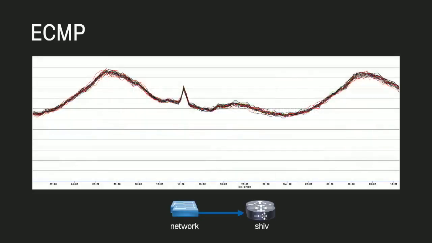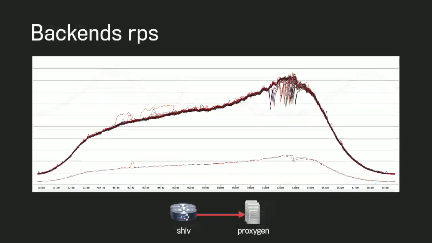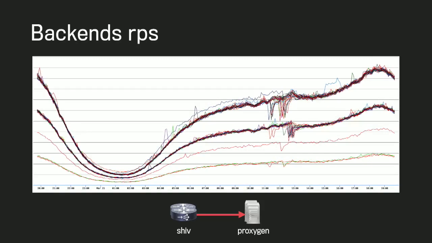So as we have seen before, ECMP usually works. This is the network to Shift side of the connection. Now let's look at how the Shift to Proxygen side looks. In this example, 2 of the Proxygens are running a special type of software, and they need to receive less traffic than the rest of the fleet. With Shift, we can easily do that because it can support unequal load balancing. Or, for example, this is another edge cluster where we have a different generation of hardware, and we can operate this without any issue.